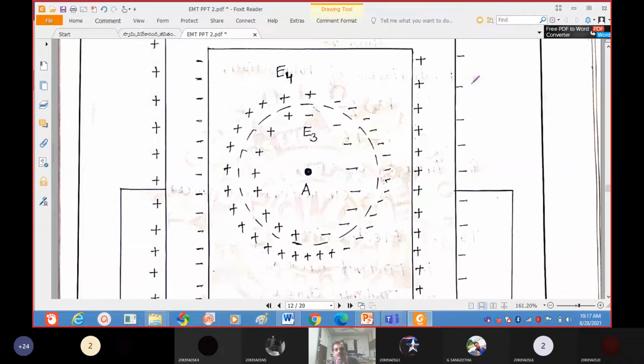Due to the capacitor, there will be some electric field. Let us take that electric field as E1. And then there is the field due to the induced charge particles.